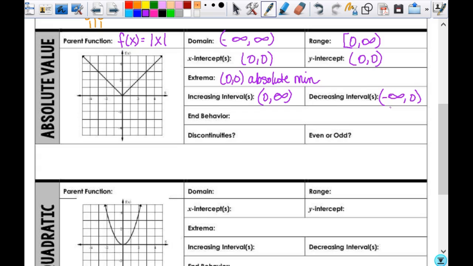Otherwise, I'm going to assume you have this filled out because most of it should be kind of simple for you. In end behavior, as x approaches infinity, f of x approaches what? Infinity. And then as x approaches -infinity, f of x approaches infinity. Right. Are there any discontinuities? Nope. Is it even, odd, or neither? Even. Okay. Everybody okay with all that?